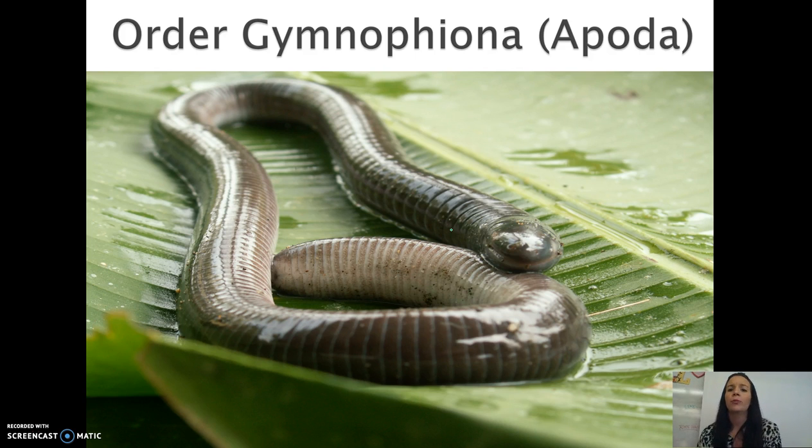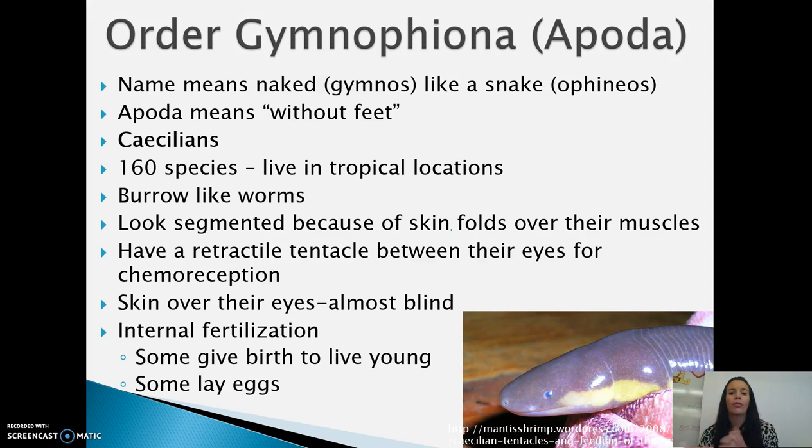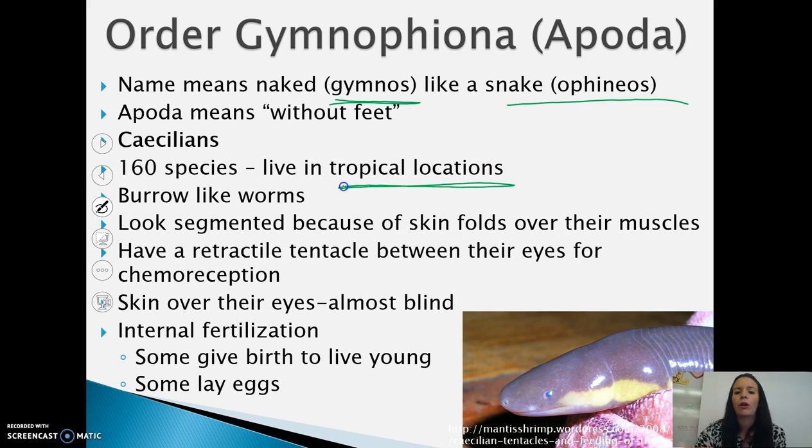The next order is Gymnophiona, and this is also sometimes referred to as Apoda. Now, this name itself means gymnos, naked, and like a snake, ophinios. So Apoda themselves, then they don't have feet. So caecilians are a common species here, and there's 160 of them, and they typically live in tropical locations. They do burrow like worms, and they actually look segmented because of skin folds they have over their muscles.